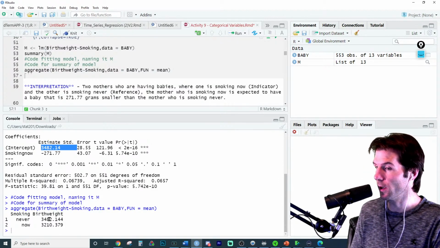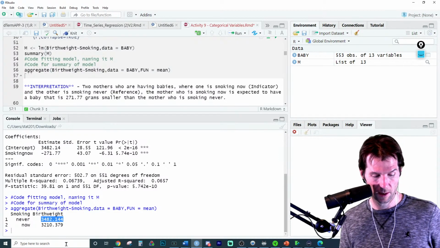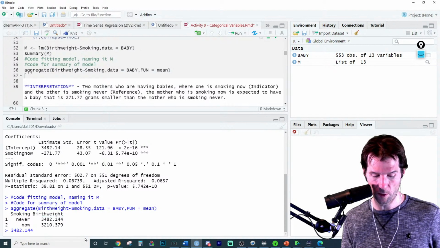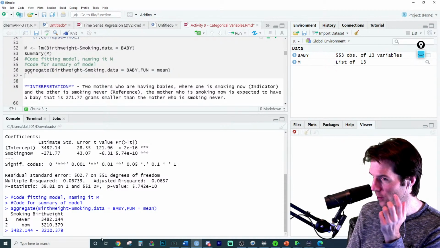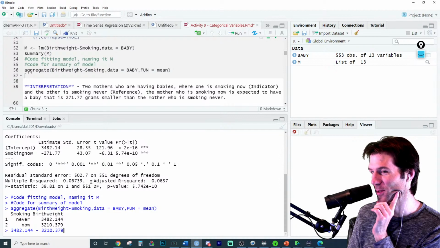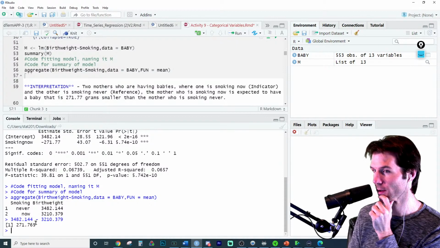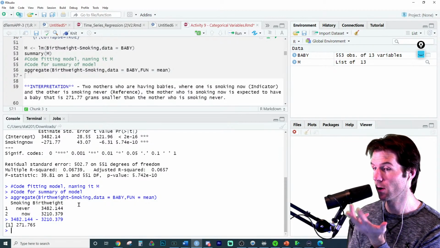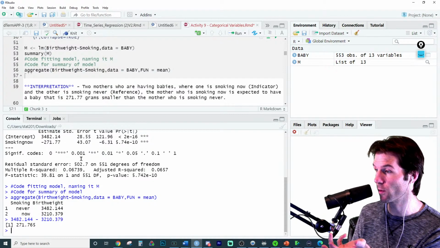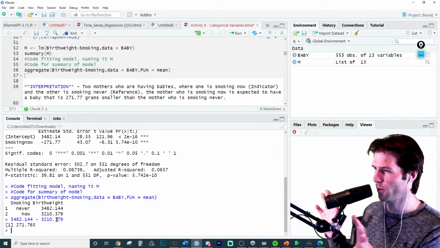But if someone is smoking, what do you think the difference between these two numbers is? Like 3482.114. And this number right here, I'm going to try to do it in my head. You ready? Decimal differences might come into play, but right there, 271 point, and it rounds to 77. And look at this. The mothers who are smoking now, we see on average that their babies are 271.77 grams lighter, which would be a prediction of 3,210 grams, 0.379.